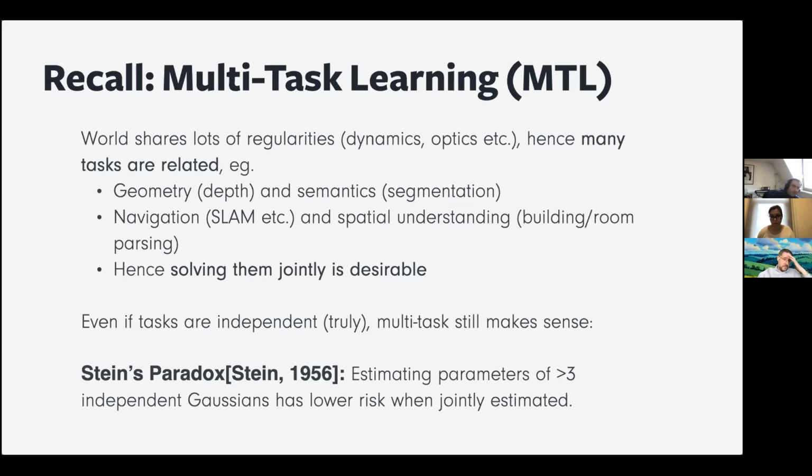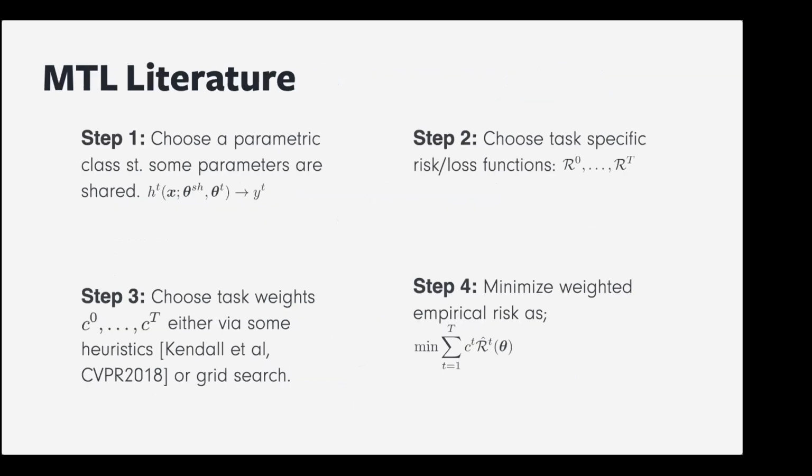So if you recall, we want to do multitask learning because we hope that solving things jointly is better than solving them independently. There is an ongoing theory for it, and you can actually show that it makes sense as well. But if you look at the empirical multitask learning, this was the common picture.